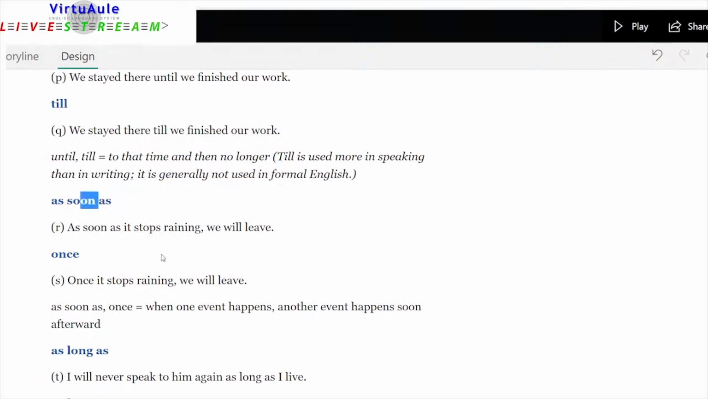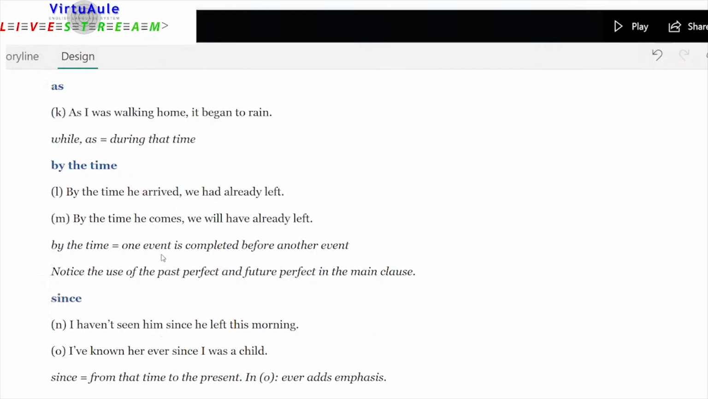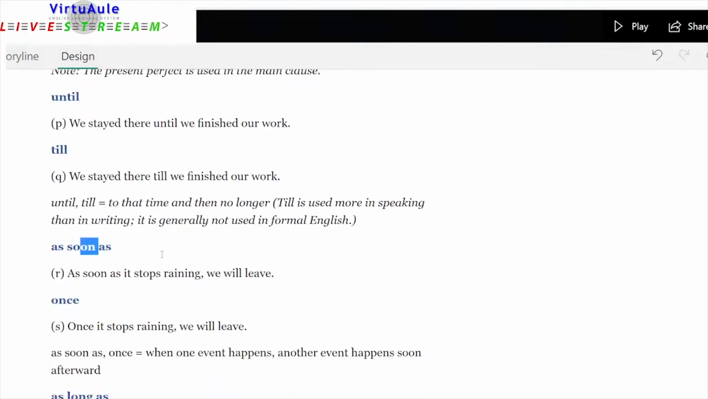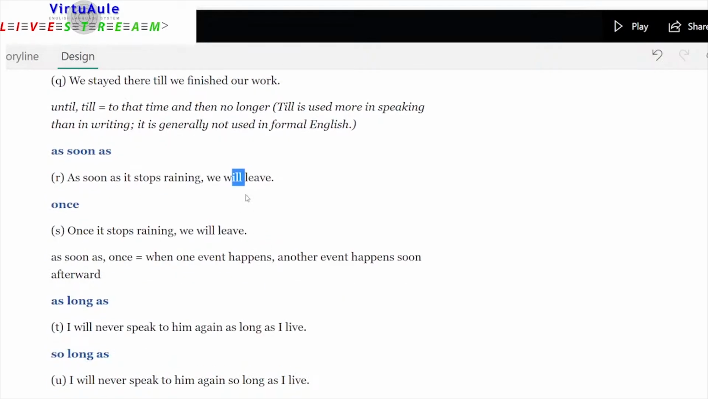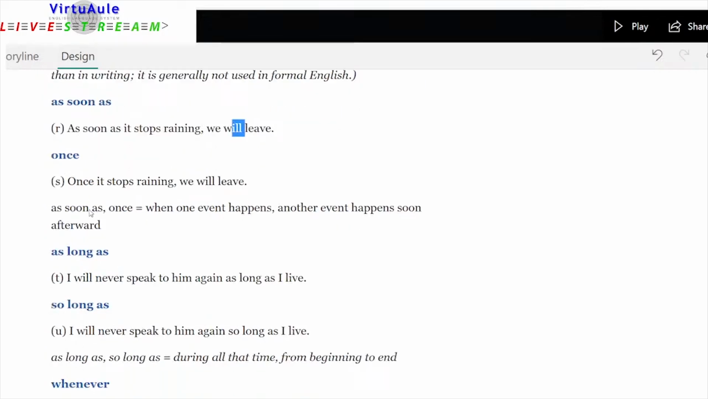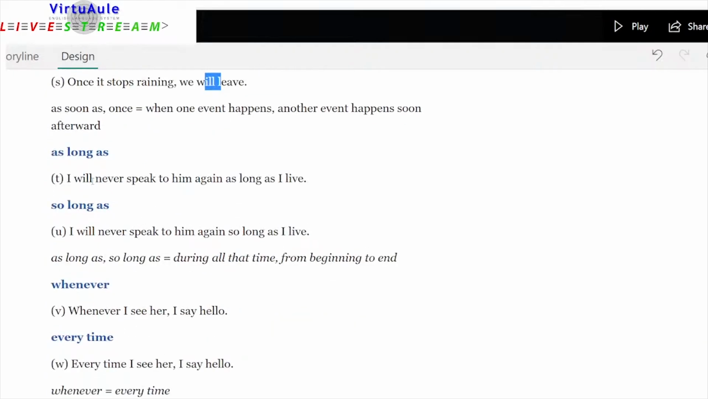As soon as it stops raining, we will leave. Okay, we saw as before. As I was walking, that had the idea of while. Here, instead, it's as soon as. That's like a condition. In fact, this is the first conditional. Also, the when it stops. If it stops, we will leave. When it stops, we will leave. As soon as it stops, we will leave. Once it stops raining, we will leave. As soon as and once. When one event happens, another event happens soon afterwards. They're linked.